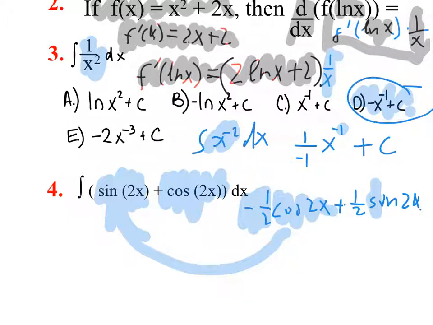Same thing for the cosine. I want to have a sine of 2x. But because I'm going to end up getting a 2, which I didn't have right here, I'm going to have to attach a 1/2 to prove that. And then, of course, don't forget your plus c. That's it. Let's move on.